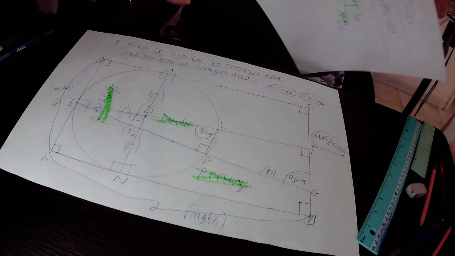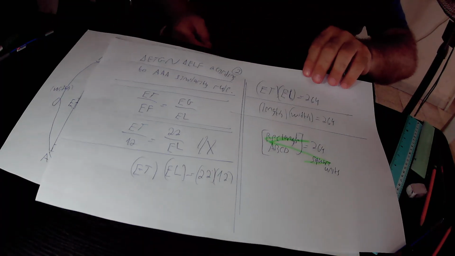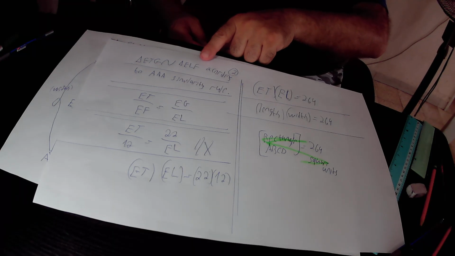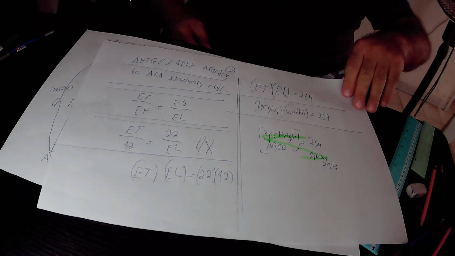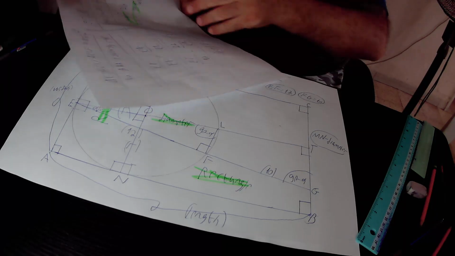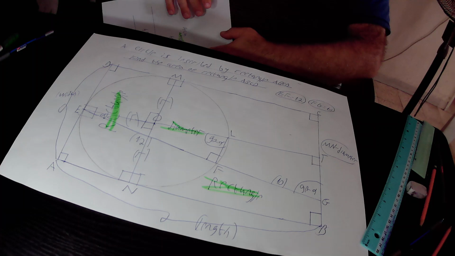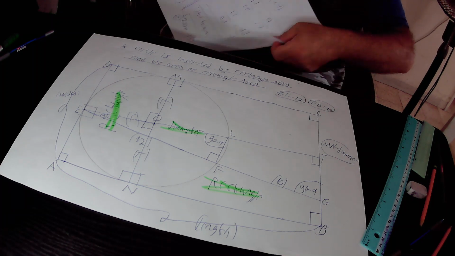So we found out that the big right triangle ETG is similar to the small right triangle ELF according to the angle similarity rule. And from the fact that those two right triangles are similar to each other, we know that the following relationship exists between their sides.